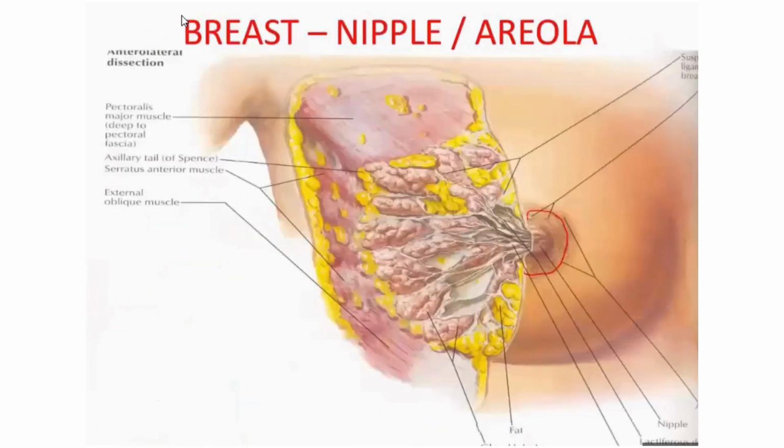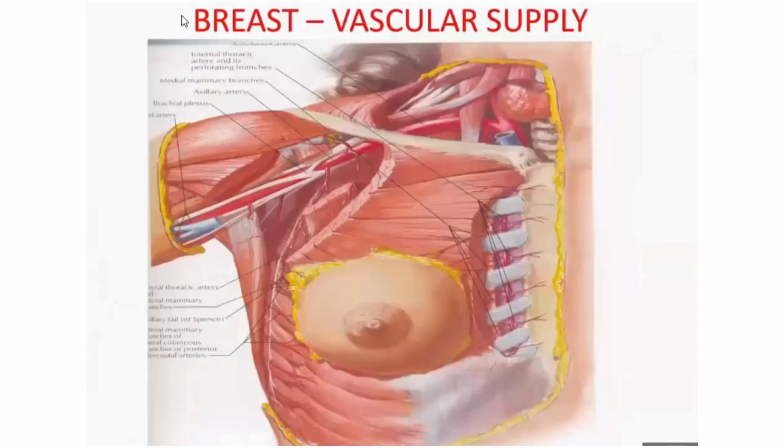This we already discussed: nipple and areola. Blood supply, right? This is the internal thoracic artery which is running on, this is the sternum, right? This bone is the sternum. Running on either side, this is the internal thoracic artery. And from the axillary artery, you get ramifying branches which are entering the breast. Those are called perforators.